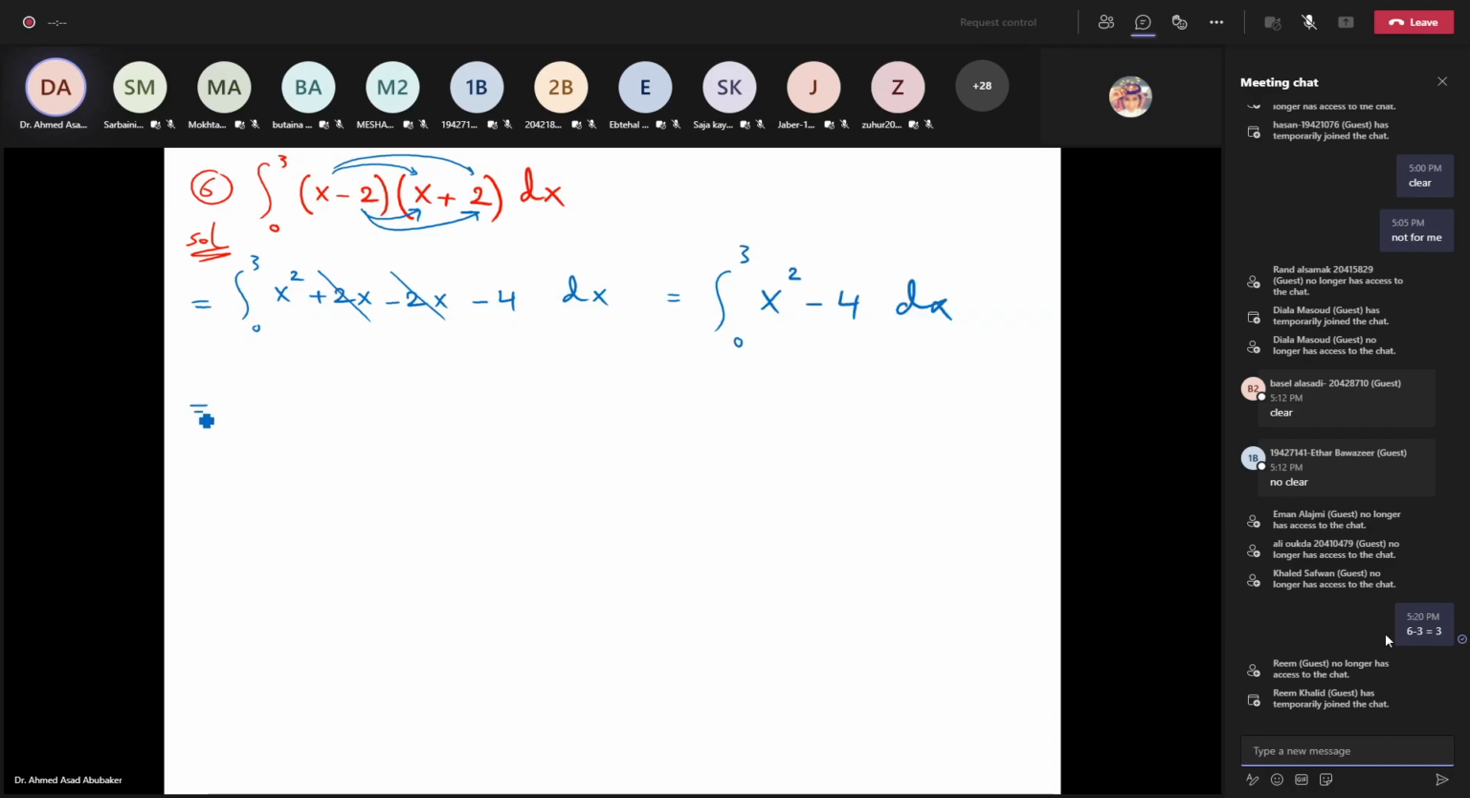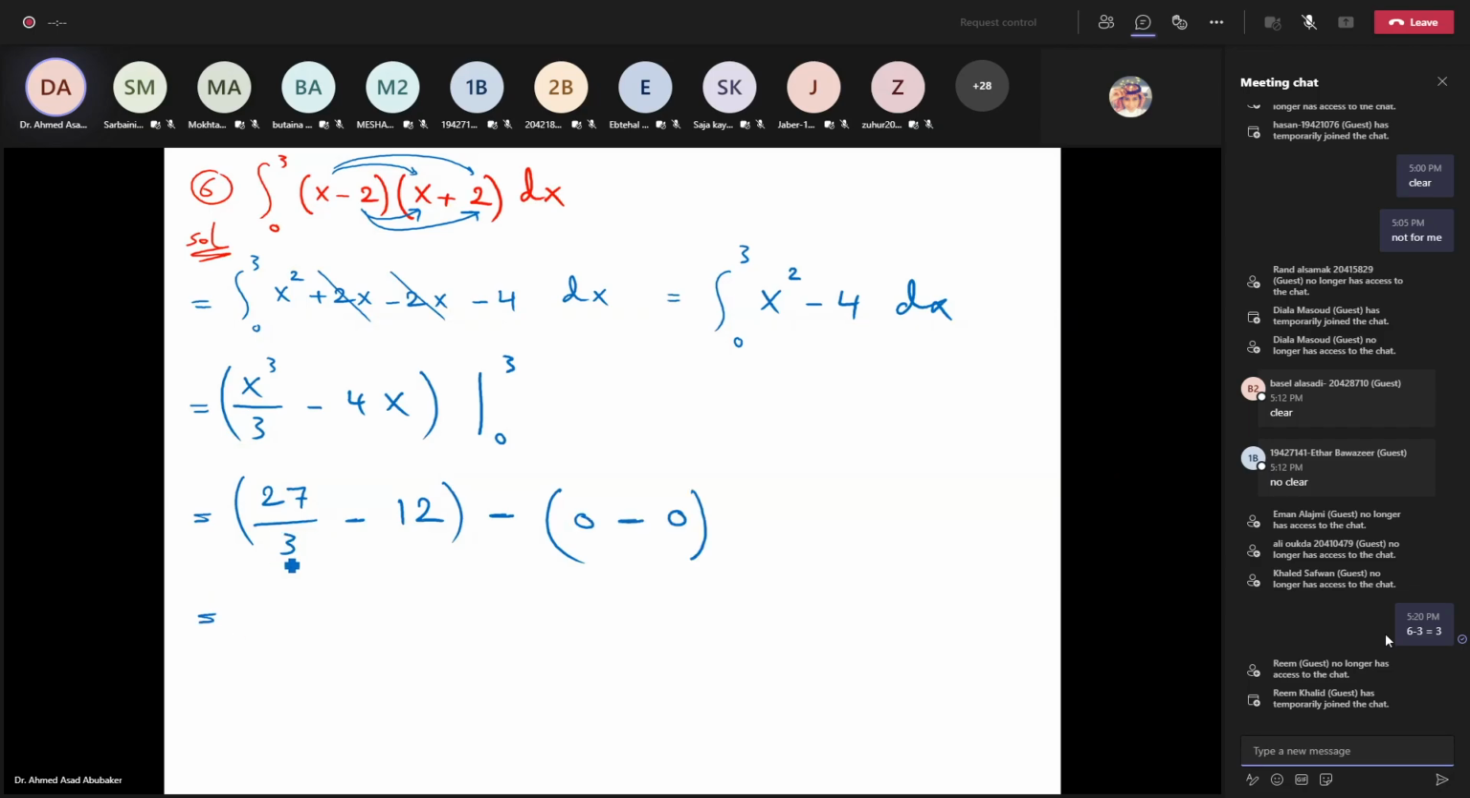Now we have x³/3 minus 4x. This is the result of the integral, but we need to substitute the value 3. So we have 3³ is 27, 27 over 3, minus 4 multiplied by 3, which is 12. Substitute 0, we have 0 minus 0. Now this equals 27 over 3, which is 9, minus 12, which equals −3.